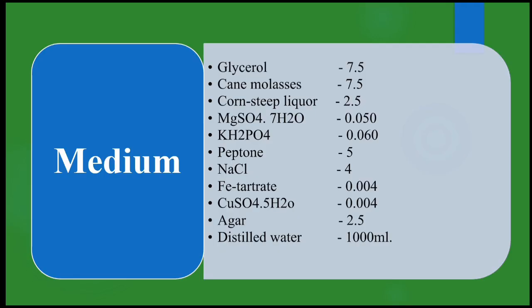Medium used in the production of penicillin: glycerol 7.5 gram, cane molasses 7.5 gram, corn steep liquor 2.5 gram, magnesium sulfate heptahydrate 0.050 gram, potassium dihydrogen phosphate 0.060 gram, peptone 5 gram, NaCl 4 gram, iron tartrate 0.004 gram, copper sulfate pentahydrate 0.004 gram, agar 2.5 gram, distilled water 1000 ml.